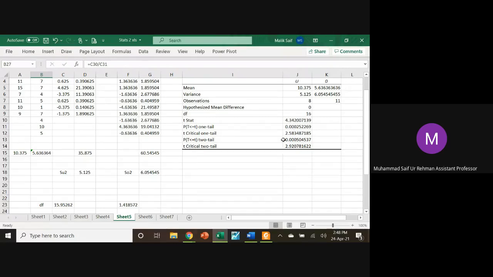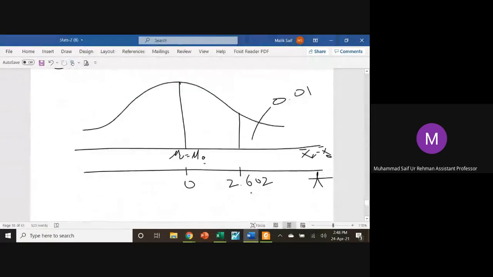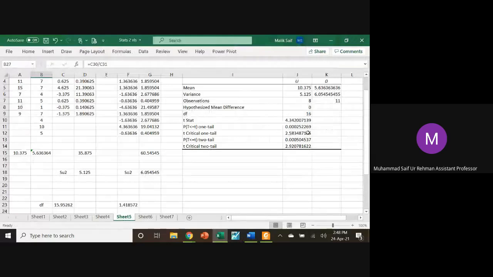If it was two-tailed, then you have to consider these values. So T critical in this case is 2.58. We have taken it as 2.602, so it is approximate, and Excel takes exactly whatever value will be there. Right. So you may solve things in this way.